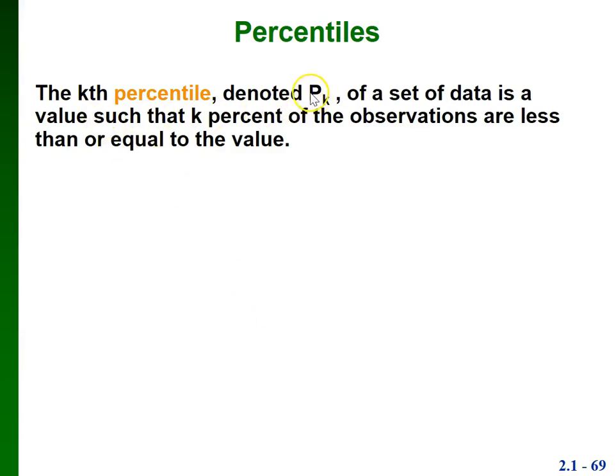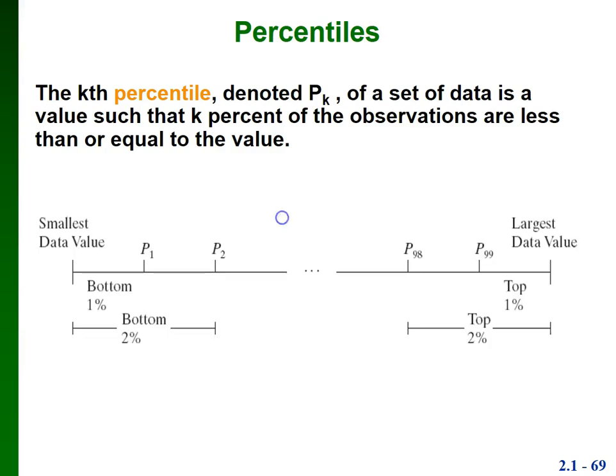So the kth percentile would be P sub k, and this is a value such that k% of the observations are less than or equal to that value. So for example, if we look at P sub 2, that's the second percentile, that means that 2% of the data values would be less than or equal to that number.